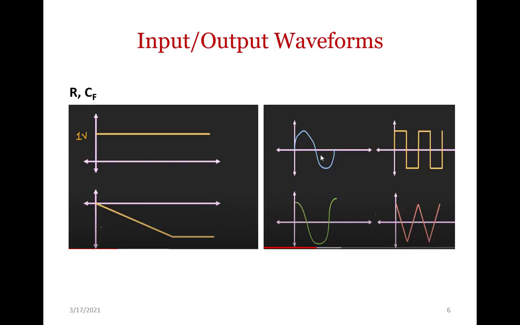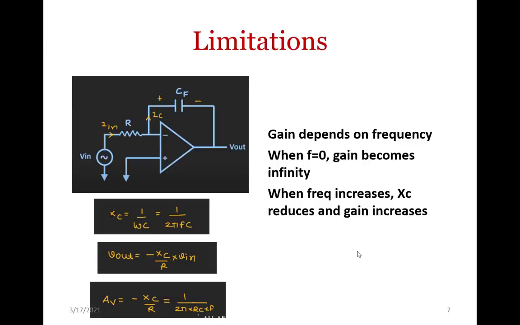I am sorry, when you give a sine wave input, you get a cosine wave, and when you give a square wave input, the output is a triangular wave in the integrator. The limitations of the integrator include that the gain depends on the frequency. So, when f is 0, the gain becomes infinity, and when the frequency increases, then the Xc, the input impedance, reduces and the gain increases.